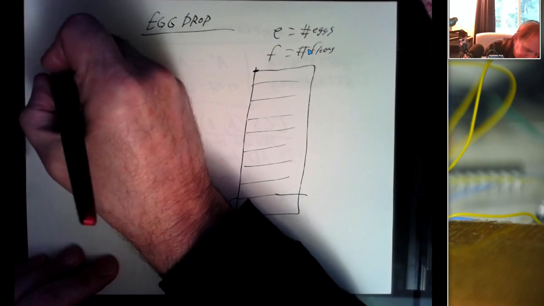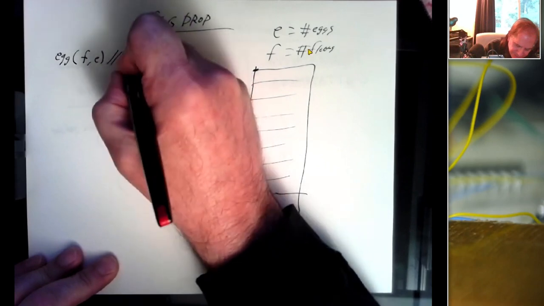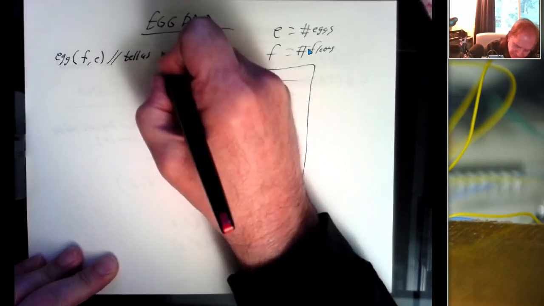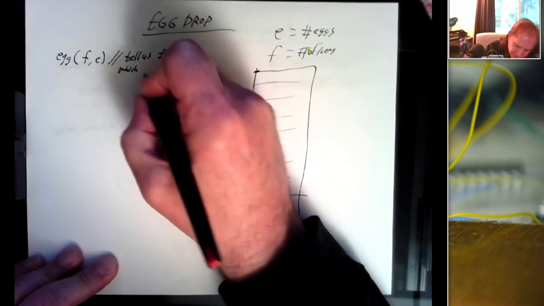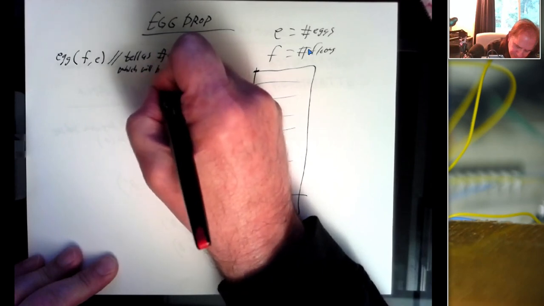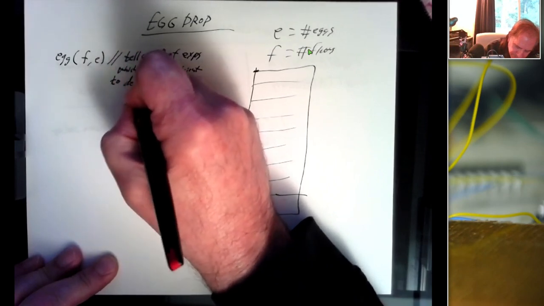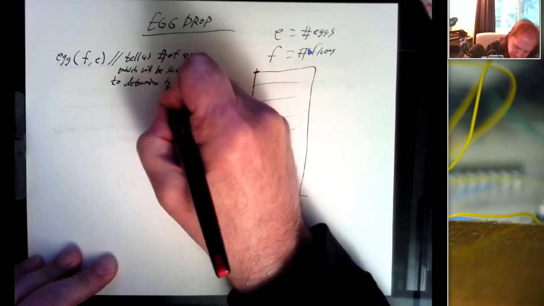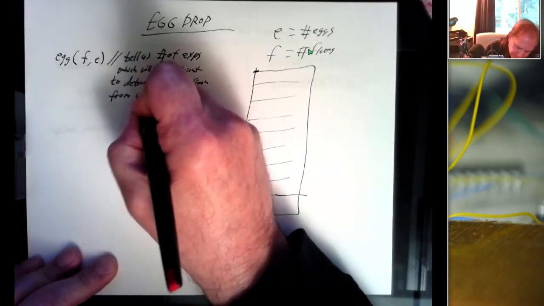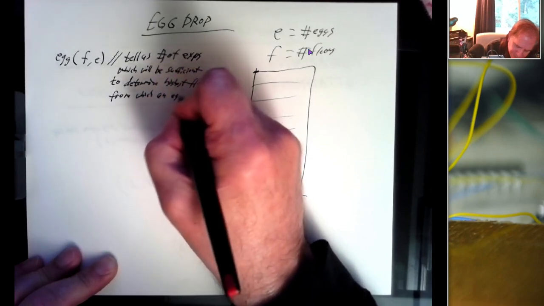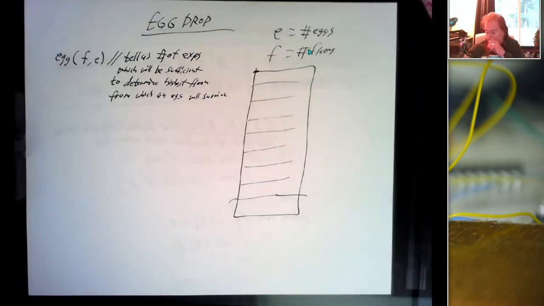So we have a function egg, which takes a number of floors and eggs, and tells us the number of experiments which will be sufficient to determine the highest floor from which an egg will survive. And all the eggs are the same, all the conditions are completely repeatable.